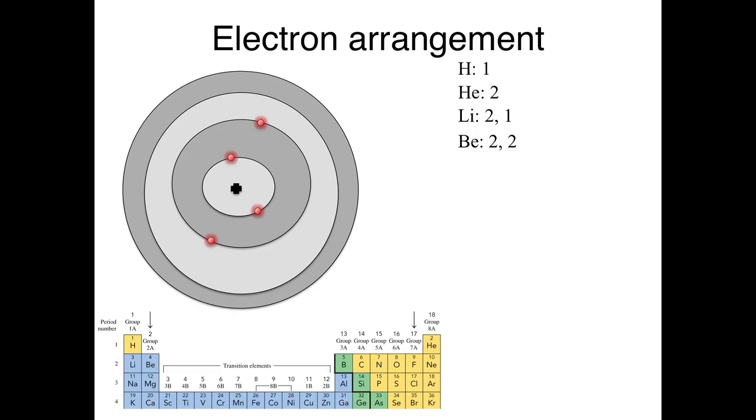Boron, same thing. It has now 5 electrons. 2 can be in the first electron level, but the last 3 have to be on the second level. So its arrangement is 2, 3. Now I can move on a little bit faster, right? So carbon would be 2, 4. Nitrogen would be 2, 5. Oxygen would be 2, 6. Fluorine would be 2, 7. Neon would be 2, 8.